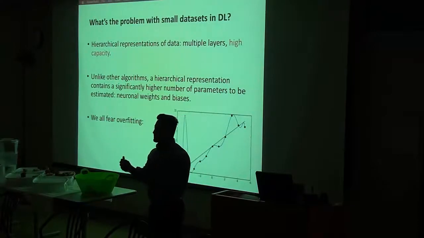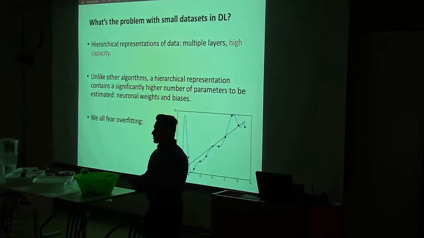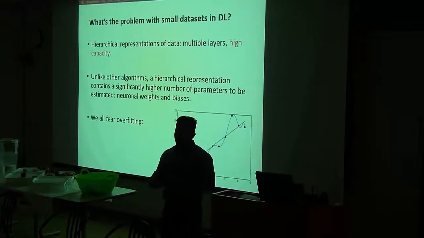Also, there is a generalized fear of overfitting. We have models that have high capacity. So you have networks that have many layers, many parameters. And when you have very little data, you most likely are going to overfit. So in the rest of my presentation, I am going to try to address that fear and look for alternatives.